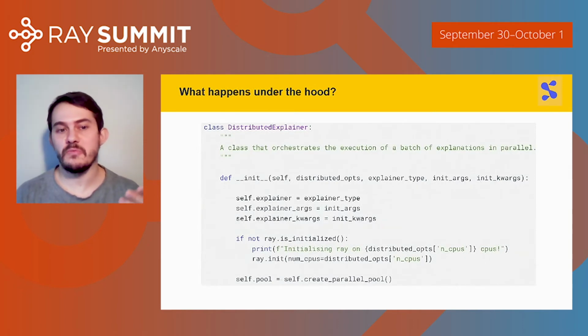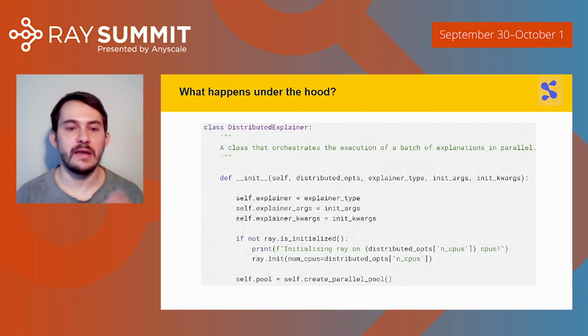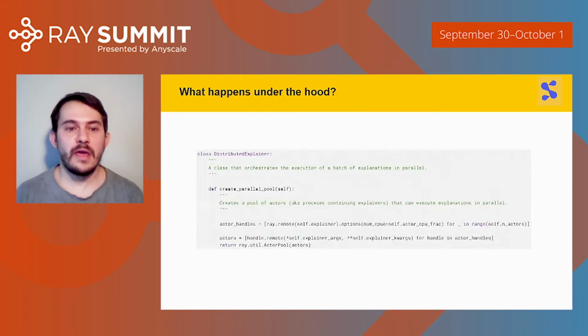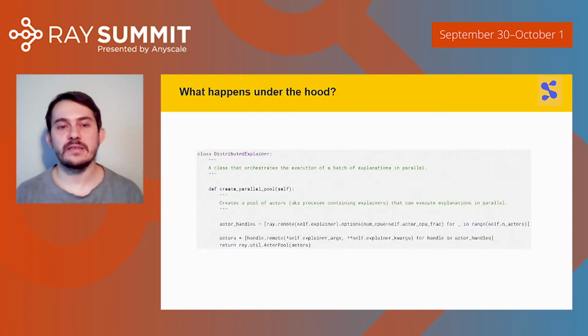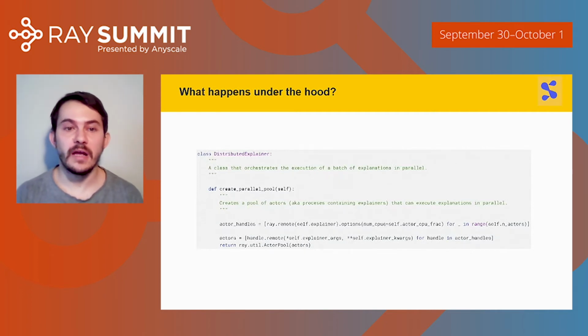The way we did this was simply to create a parallel pool. As you see, here we just initialize Ray and create the parallel pool. And the pool creation has two very simple steps. First, we apply the remote decorator functionally because we just have the object and it's just the easiest way to do so, to create some actor handles. And then we just instantiate our explainer in each of the worker processes and create a pool with the actors.